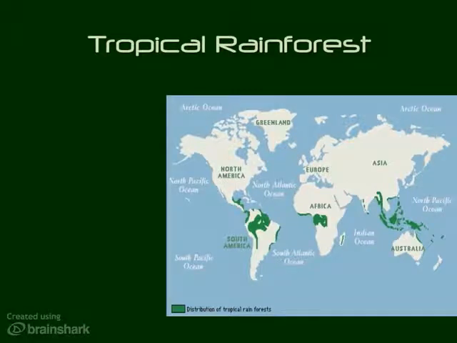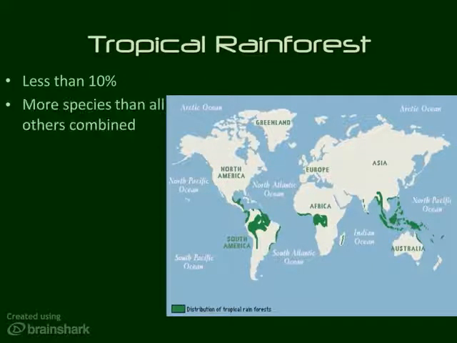Our first stop is the tropical rainforest. Rainforests take up less than 10% of the Earth's land surface. But rainforests are home to more species of animals and plants than all other biomes combined. Think about that. That's pretty amazing. Scientists believe that there are species in the rainforest that are becoming extinct before we can even discover them.